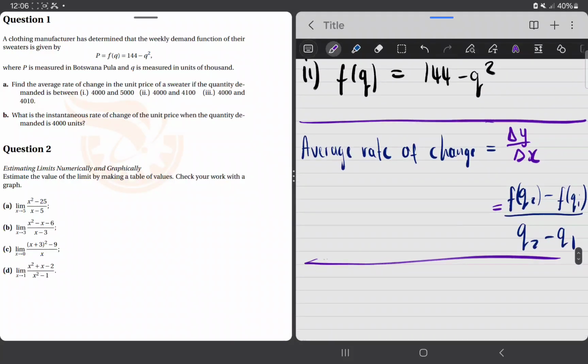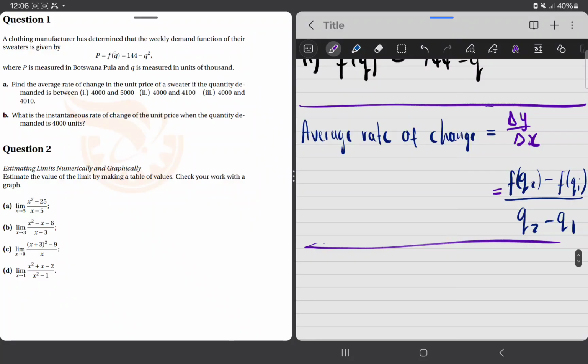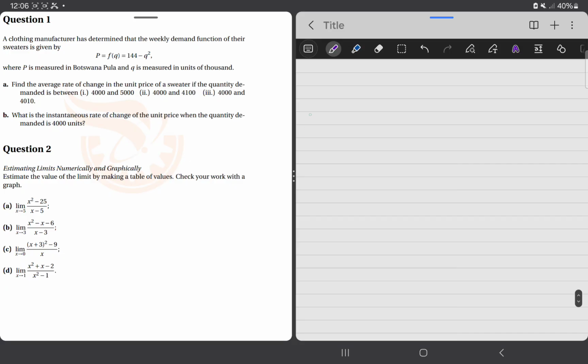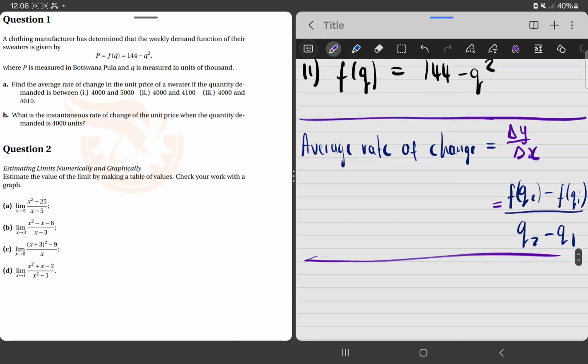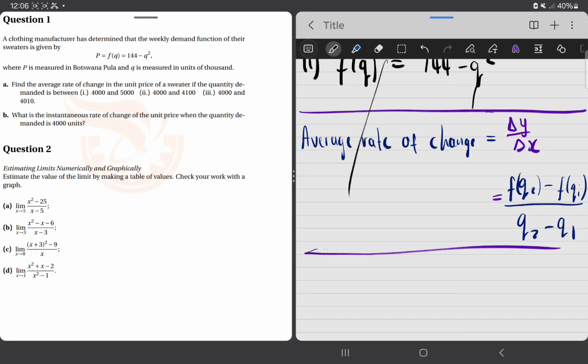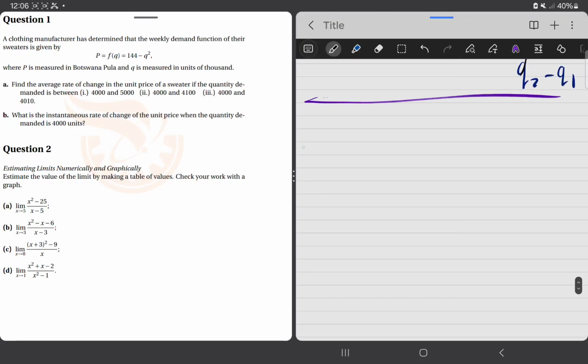So the idea is, this is an f of q, so it means you need a q1 and a q2, and you need f of q1 and f of q2. So let's rewrite. This is you with a pencil, the things we are writing in black. So let's rewrite the order. You just come and say f of q. You have seen that they've asked for average rate of change, so you know you need a q1 and a q2. So you say f of q is equal to 144 minus q squared.